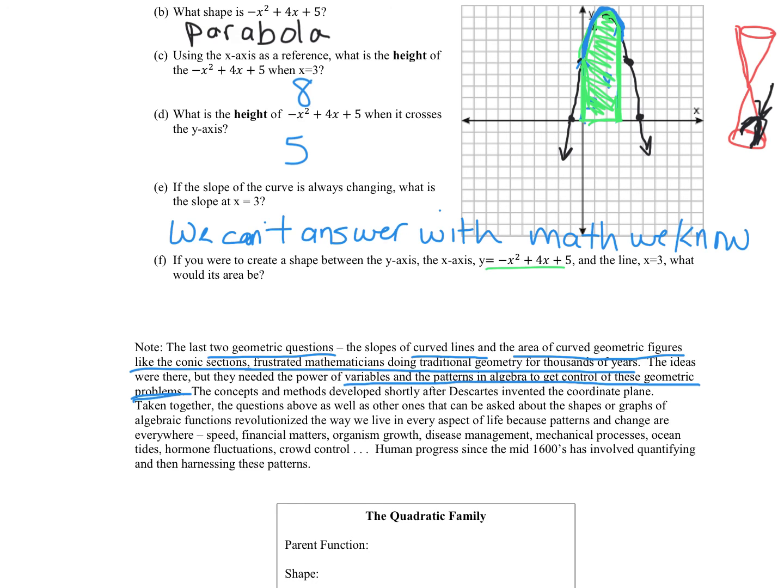So human progress since the mid-1600s has involved quantifying and then harnessing these patterns. And we're not going to get too much more into it here, but just an awareness that when you graph things, that wasn't always there. And that ability to graph functions and talk about them geometrically has a huge impact on all of our lives. Probably our life expectancy would be way lower. We probably wouldn't have any free time because a lot of our industrial revolution advances, our phones, everything is based on quantifying these patterns and figuring out how they work.